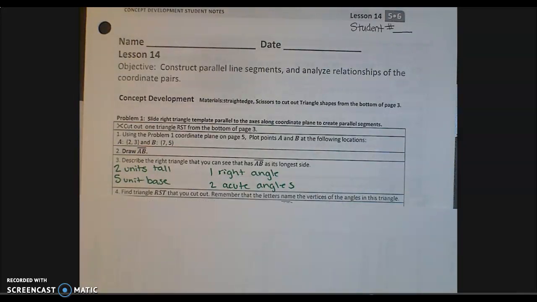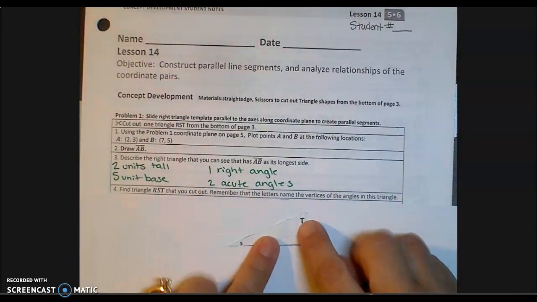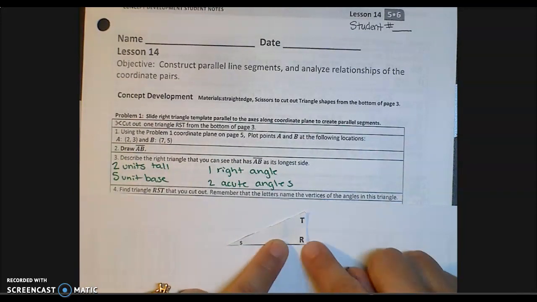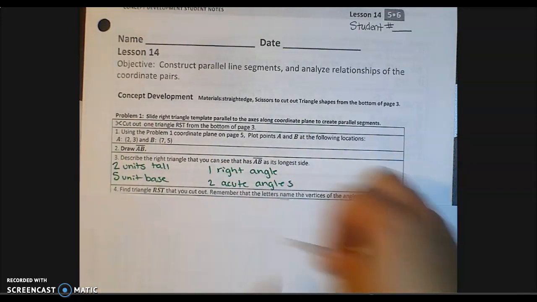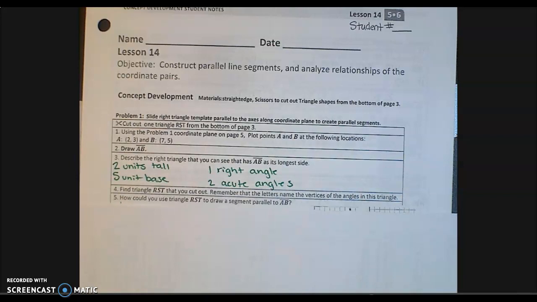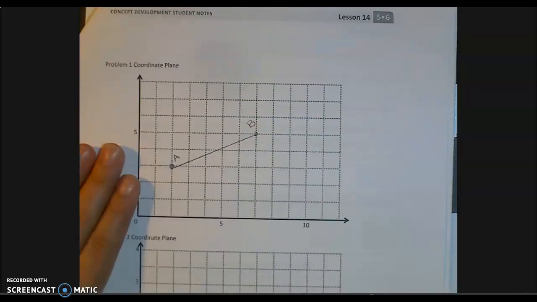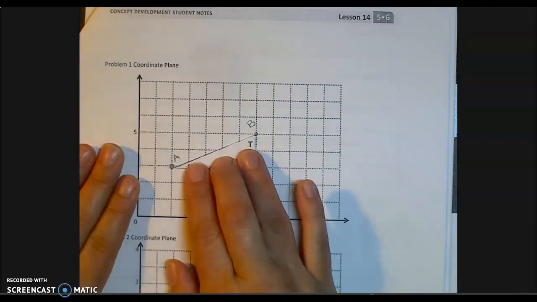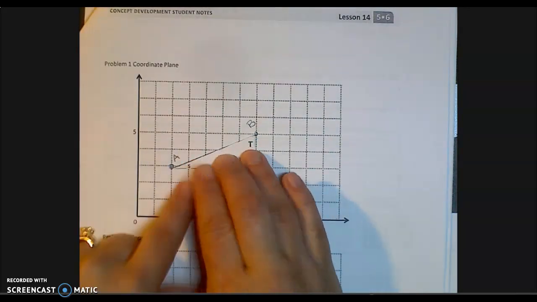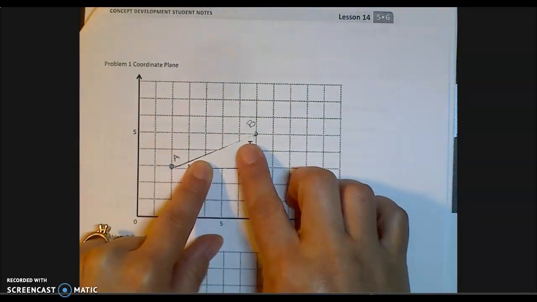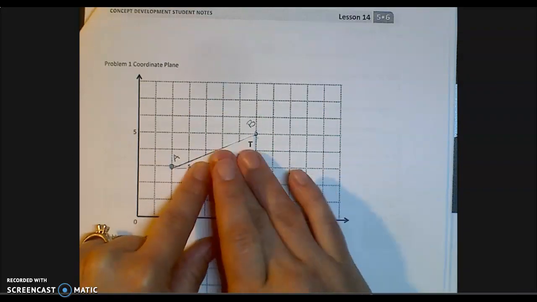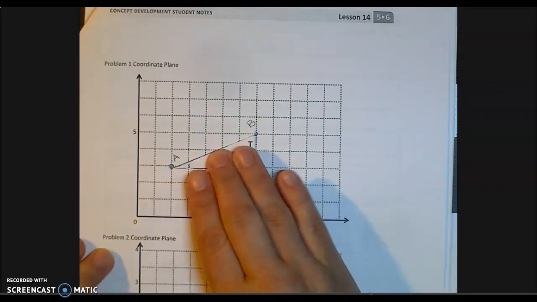It says find triangle RST that you cut out. Remember that the letters name the vertices of the angles. So this is the top, this is the side, this is right. So here is our triangle. How could you use triangle RST to draw a segment parallel to AB? So here is my AB. And here's my triangle, and if you look, it is perfectly straight with that top line there. So how could I make another one that's parallel to this?